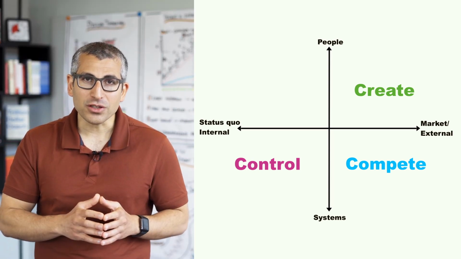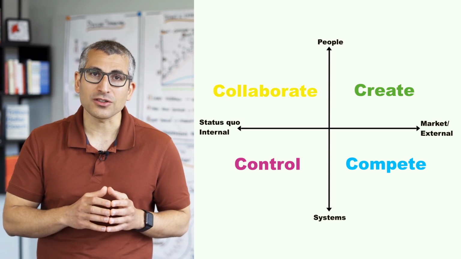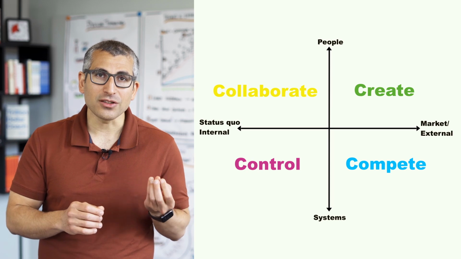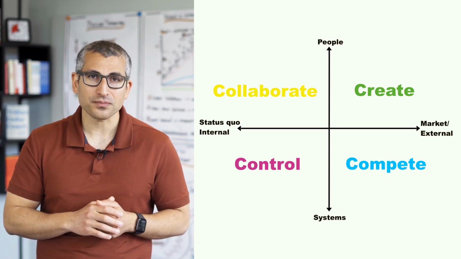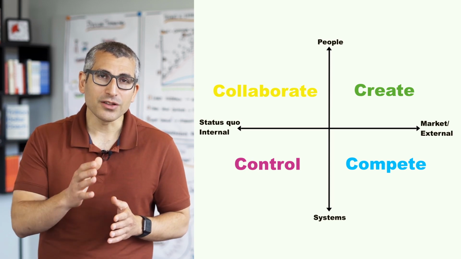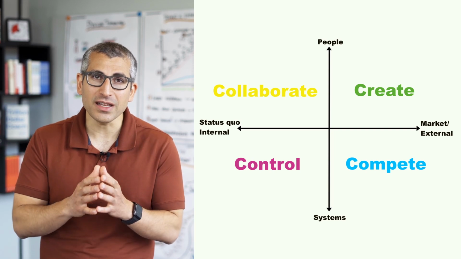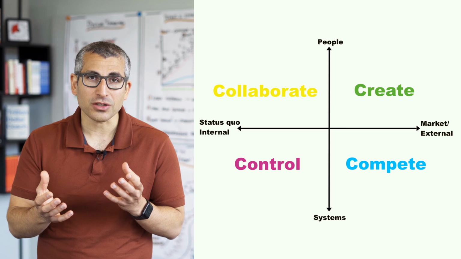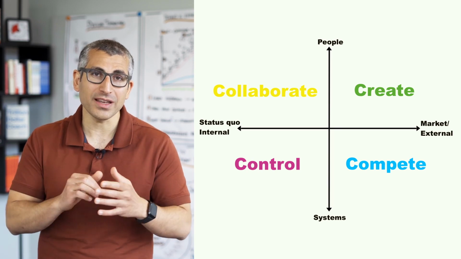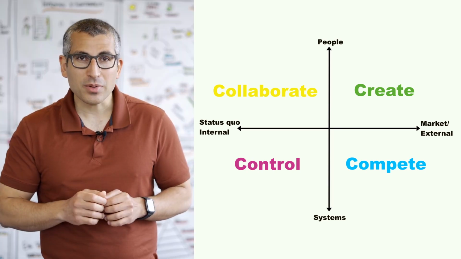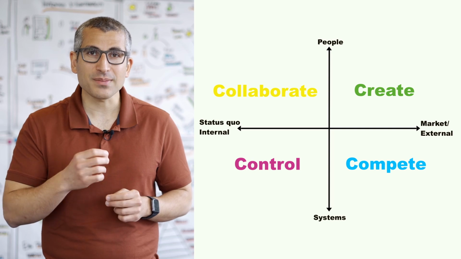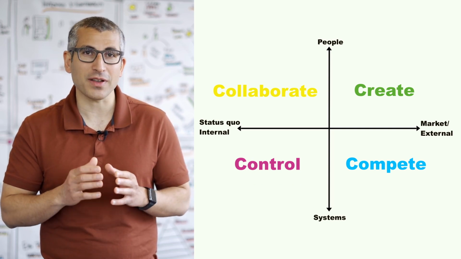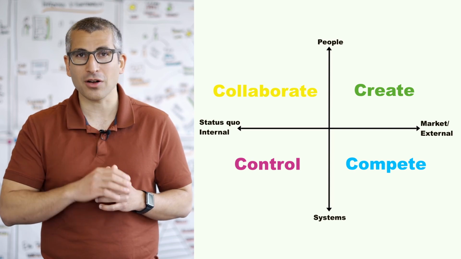The final culture is the collaborate culture at the top left. These organizations are very much internal and status quo focused. At the same time, they do value the individuals and the interactions between those. The collaborate and the compete culture are actually competing with each other. Looking at examples for the collaborate culture, the vast majority of family-run businesses tend to be in that specific quadrant and have that specific culture.